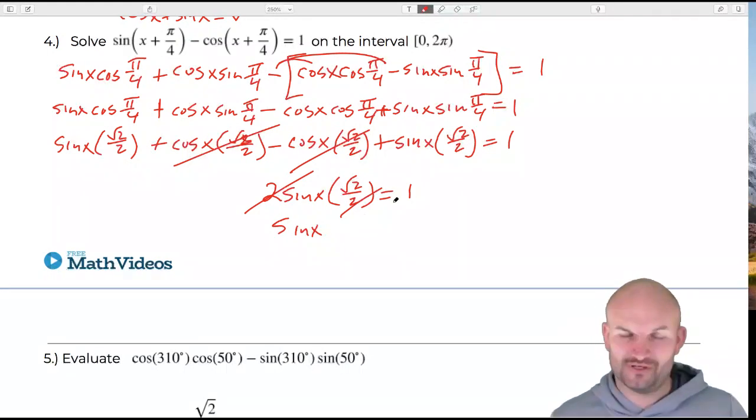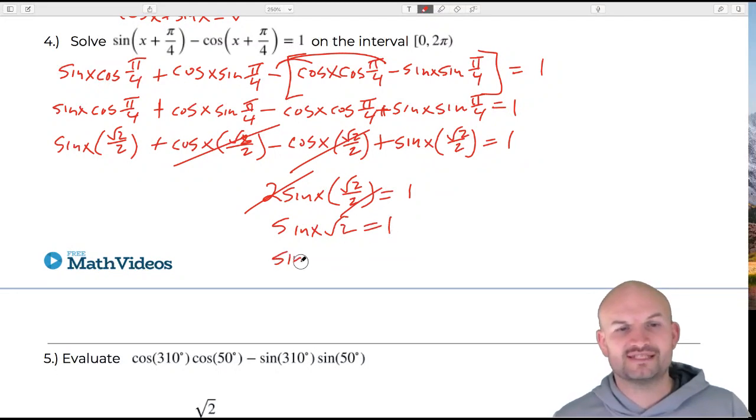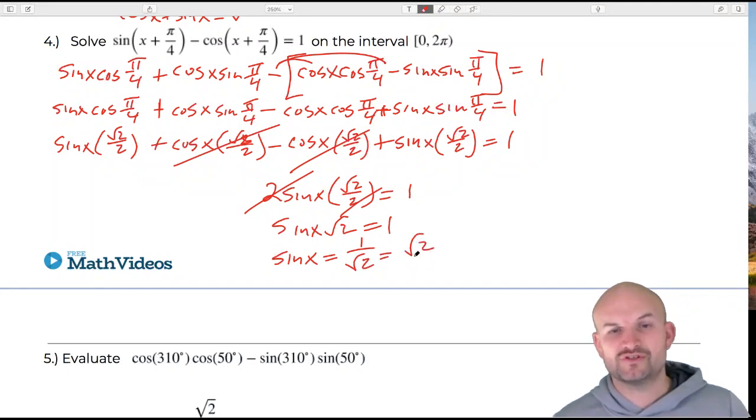Sorry about that, I'm kind of skipping a little bit quickly. So therefore, the sine of x is equal to 1 over the square root of 2, which can rationalize to the square root of 2 over 2.